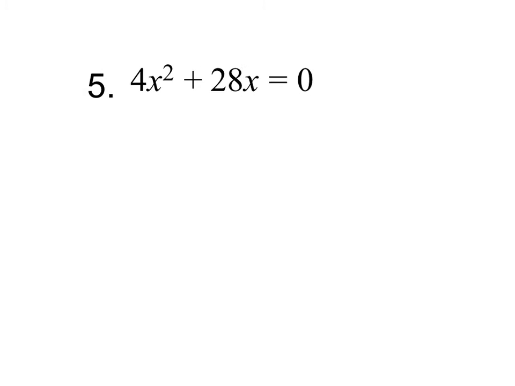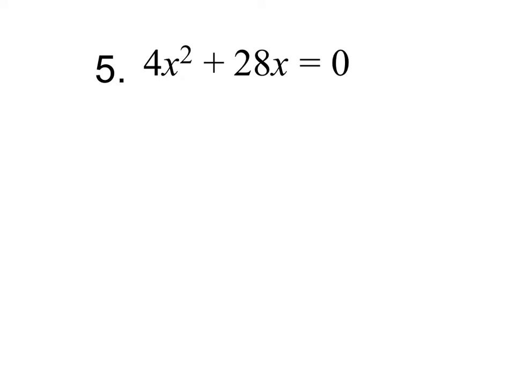A couple more problems. Number 5 here. It's already set equal to 0. So the first step's taken care of for us. Now we just need to determine if there's any greatest common factors you can pull out. So in this case, there is a greatest common factor between these two terms. So they both have an x variable that can be factored out. And also a 4 will go into both of those coefficients. So factoring out 4x would leave us with just x plus 7.